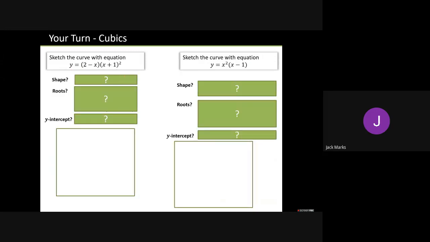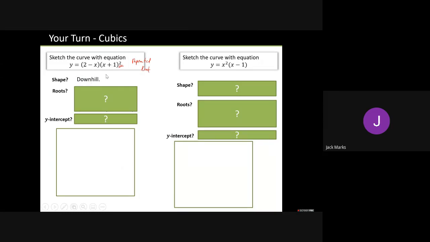Some other quick examples for you to have a go here on the board. Remember that if something is squared when it's factorized, this is a repeated root. So I'll leave you to pause the video here and quickly have a go at following the same steps as before. So I'm going to assume you've done that.